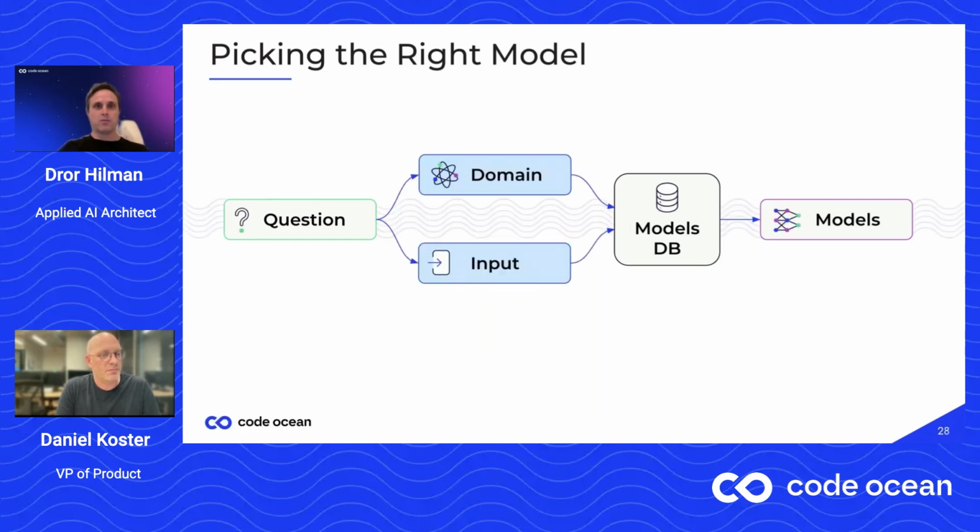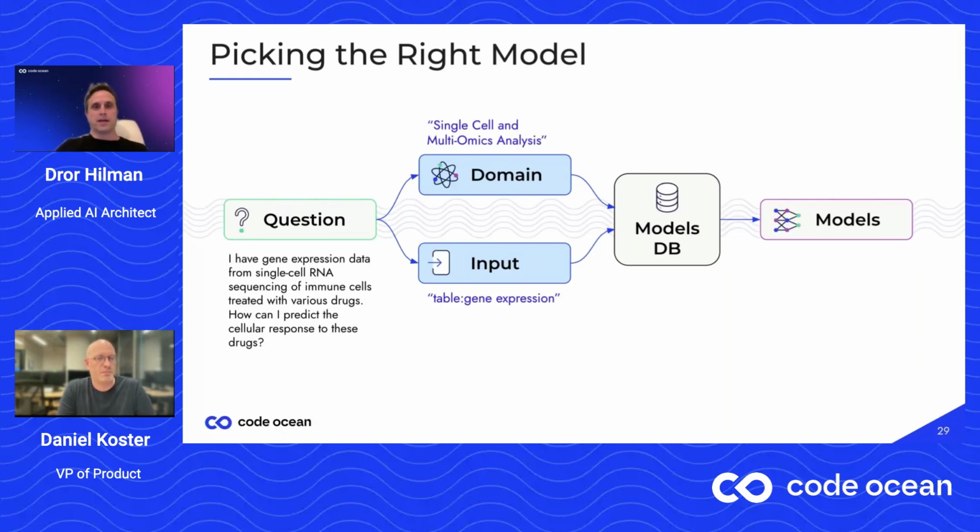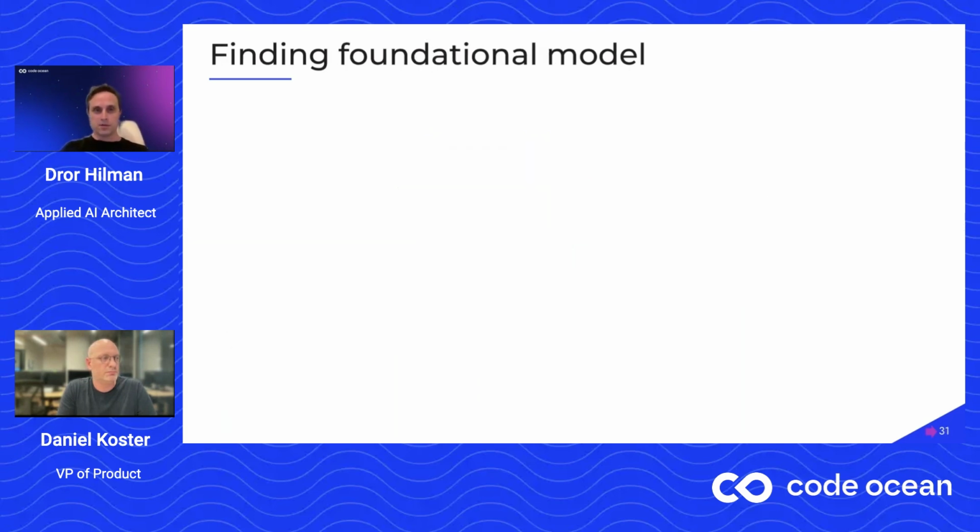Okay, so basically what you want to do is to take some question that you have, some scientific problem, and try to figure out what is the domain and what is the input that you have. So for example, if your question is, I have gene expression data from single-cell RNA sequencing of immune cells treated with various drugs, how can I predict the cellular response to these drugs? This is the kind of question people might have. And the domain is obviously single cells, multi-omic analysis, and the input will be a gene expression table. And if you filter it through our database, you probably get single cell GPT or a similar model from the list.